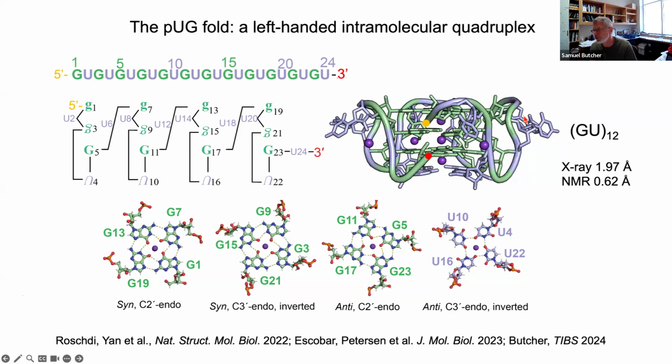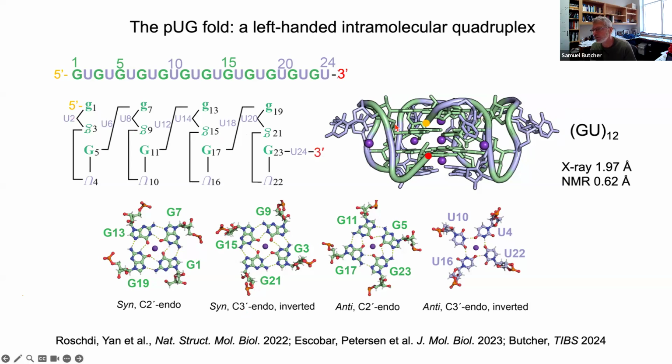And then we have a bulged U here. That's this U2. And then we have an inversion of the backbone. This G is upside down relative to this G, and it's in a different conformation. It's syn C3' endo inverted. Hence why these have very different chemical shifts in NMR. Even though they're both G quartets, they're G quartets in totally different conformations.